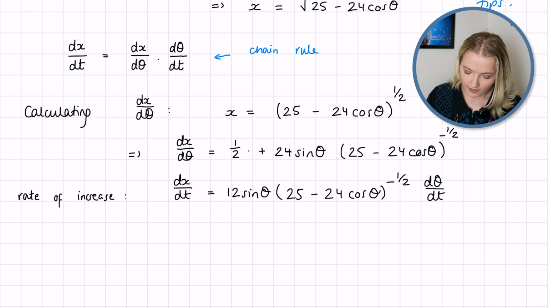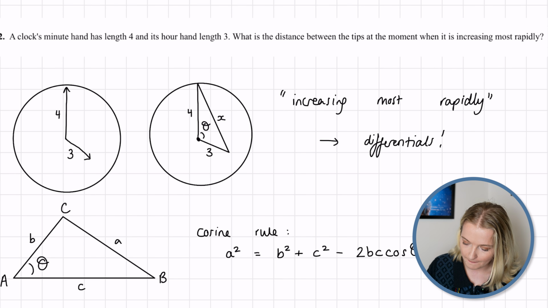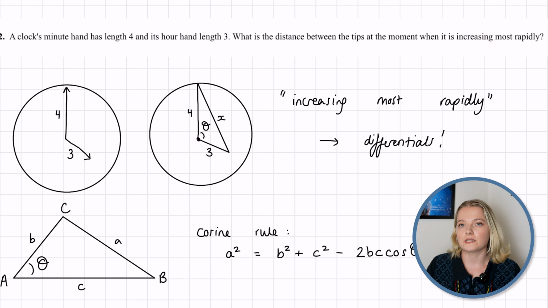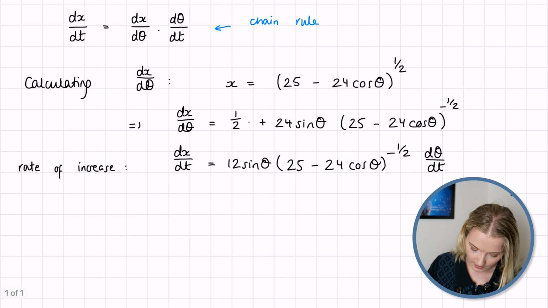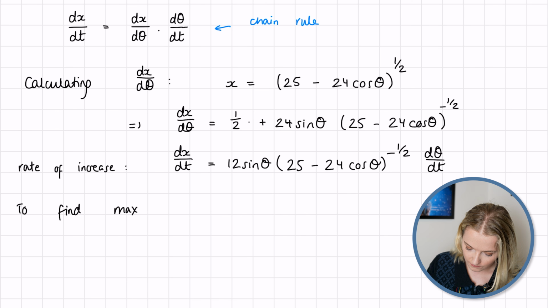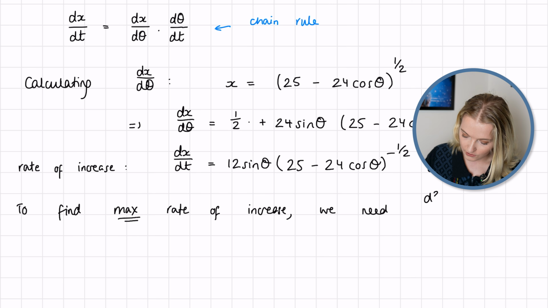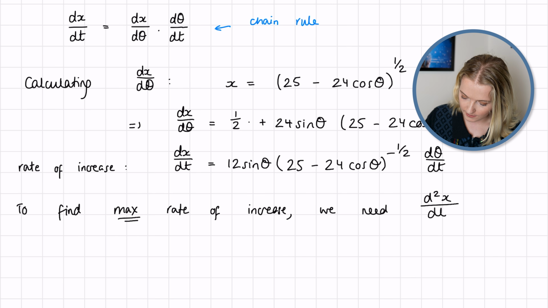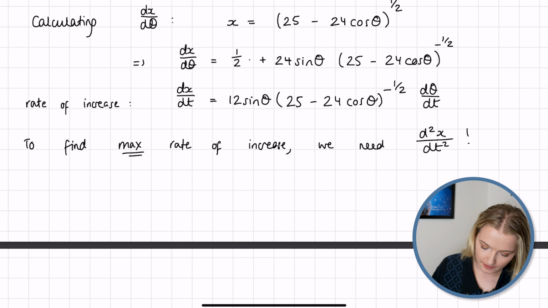Okay, we've calculated the rate of increase, but because we're looking at the point at which it's increasing most rapidly, what we're actually interested in finding is the maximum rate of increase. And so for that, we need to differentiate this one more time. I'll write that down. To find the max rate of increase, we need d squared x by dt squared.